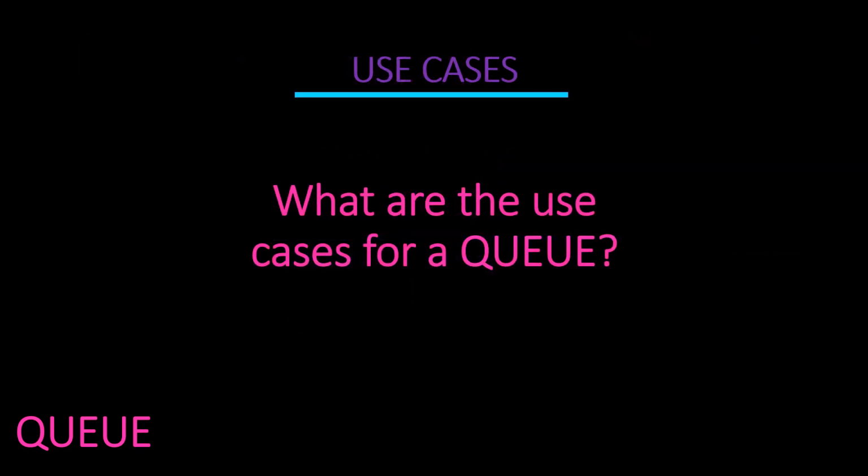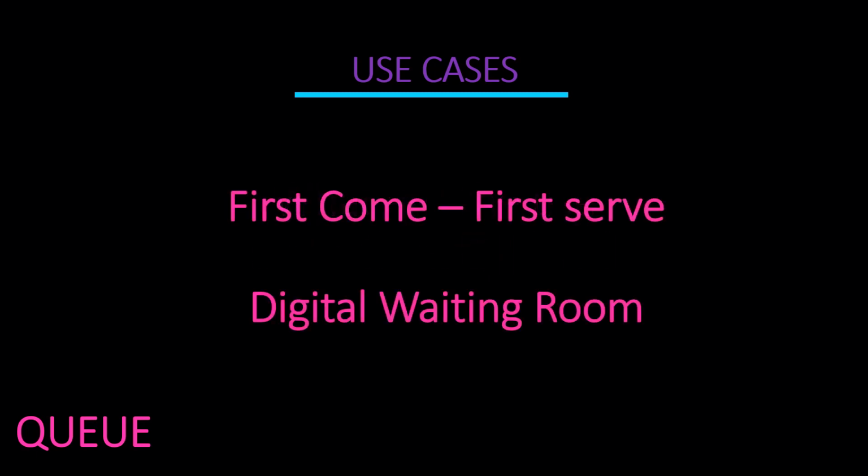So when we talk about the use cases for a queue, you want to think of any application that operates in a first come, first serve type behavior. So you can think of maybe a digital waiting room or maybe a call center where individuals call in and their calls are placed in the queue, and then they're answered by the operators in the same order that they were received. Another use case for a queue could be when a popular item starts selling online.